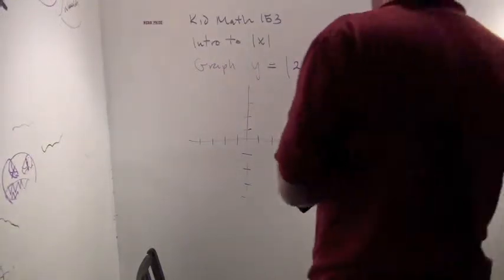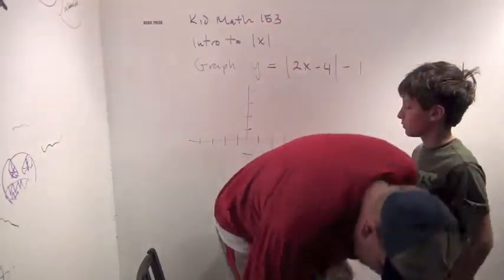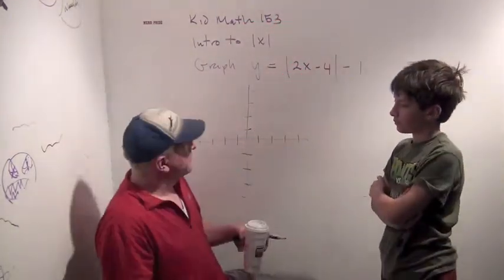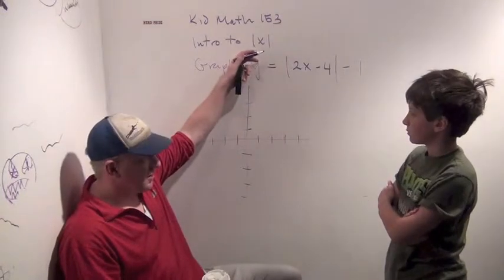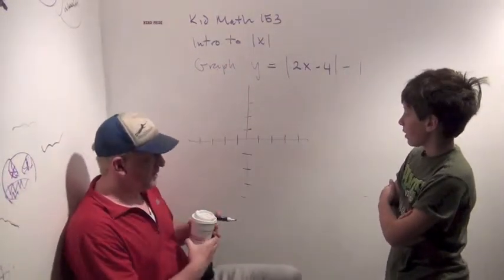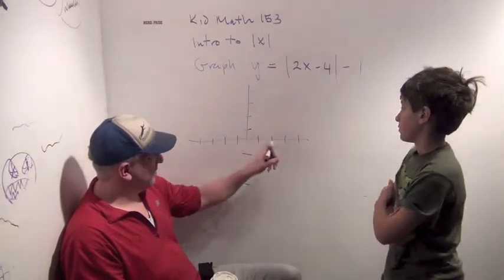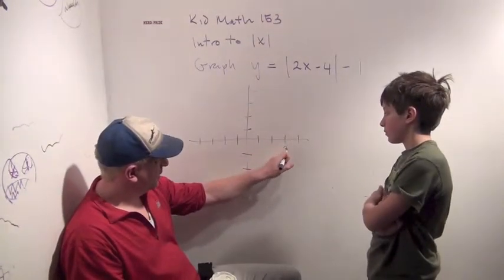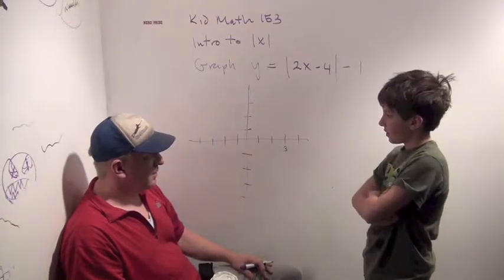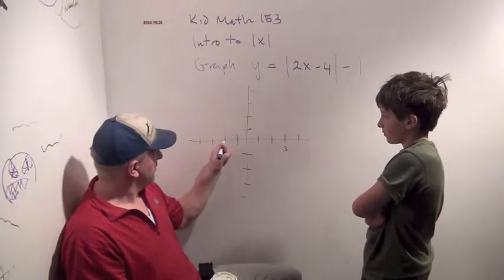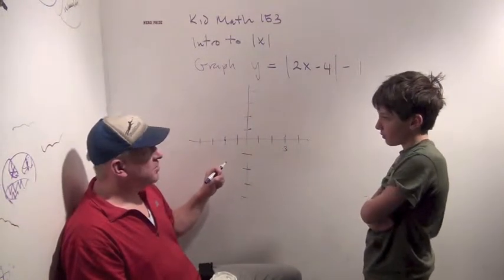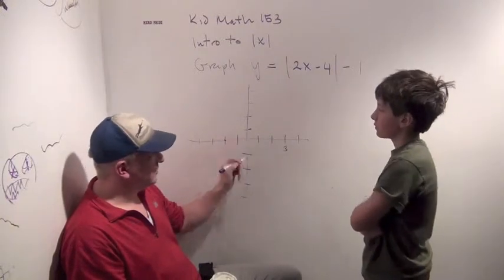KidMath153. So we're starting the section on absolute value in our book, and the first thing they did was define absolute value. And how is absolute value defined? As the distance away from 0. Okay, so as the distance away from 0. So for example, the absolute value of 3 is what? It's 3. The absolute value of minus 2 is? 2. It's 2 away from 0.